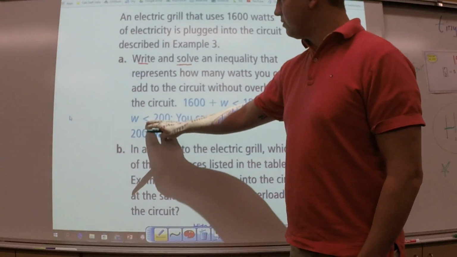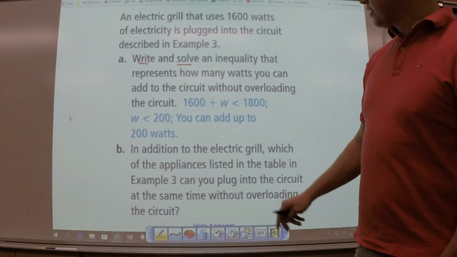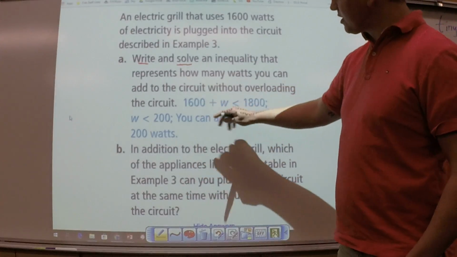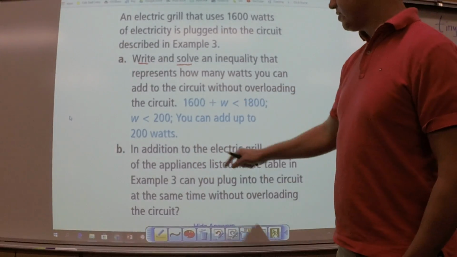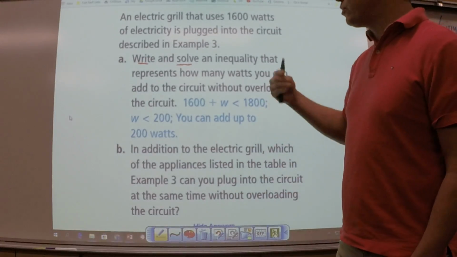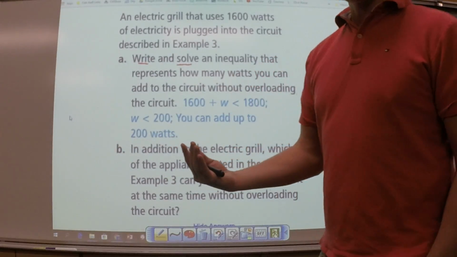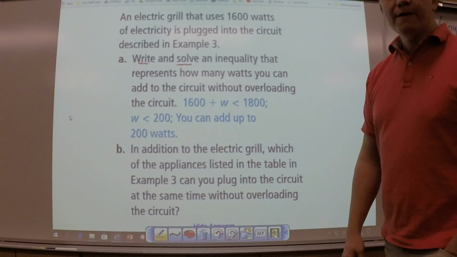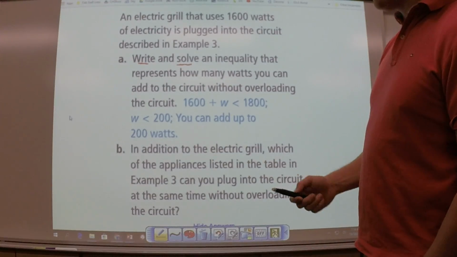It says right here W would be less than 200. Because you would solve it, you would subtract, and you know that would be 200. So you can say that you can add up to 200 more watts. That's like maybe 2 or 3 light bulbs into your circuit.